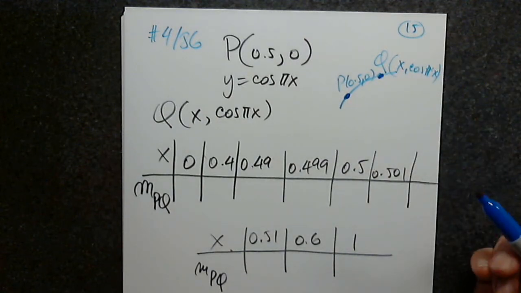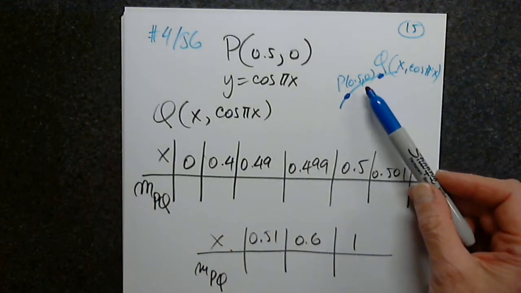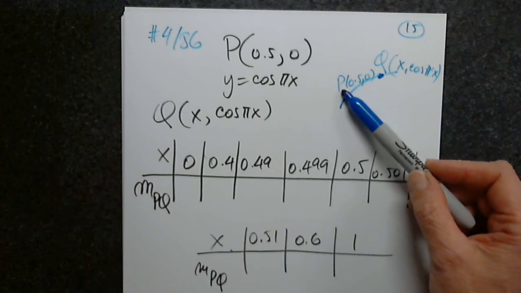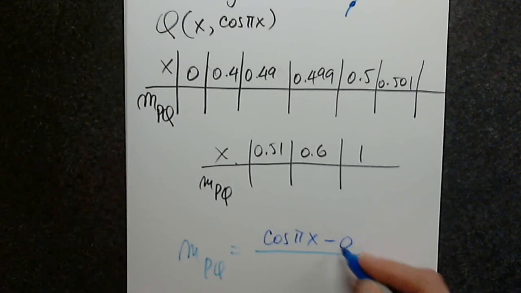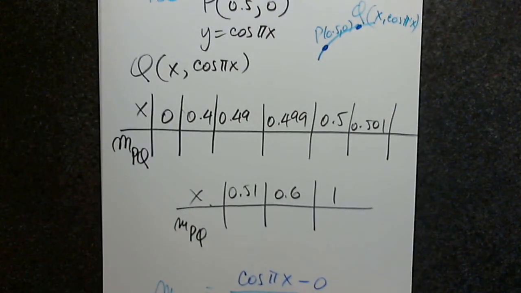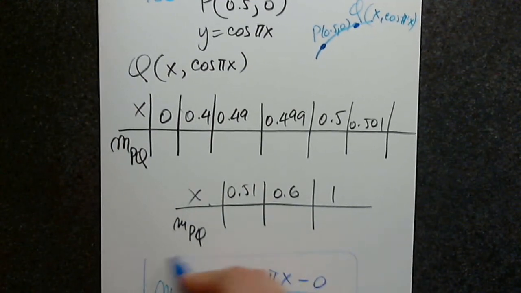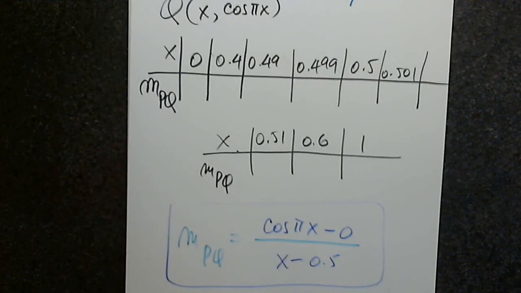Y2 minus y1 over x2 minus x1. So cosine pi x minus 0, yes, let's write it for everyone to see, over x minus 0.5. That's it. This is what we are going to plug in the graphing calculator. Of course, without the 0, there is no need. So let's plug it in.